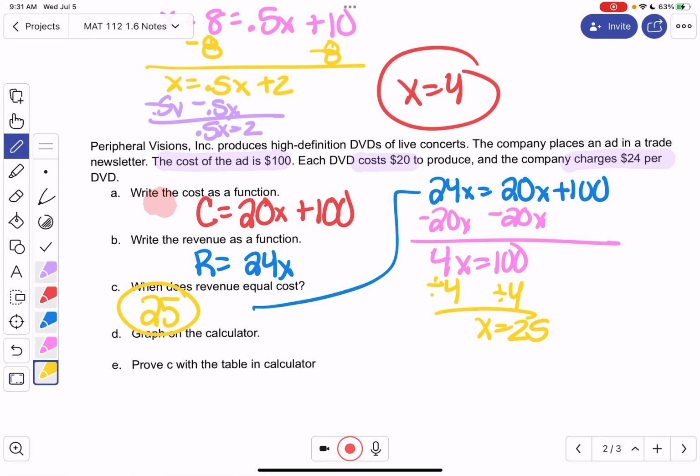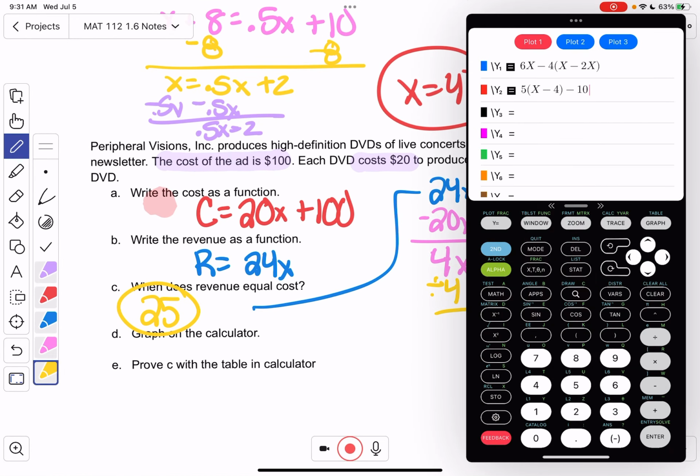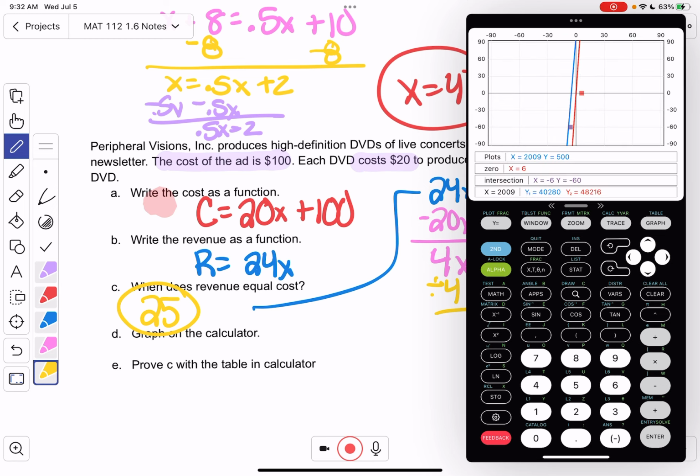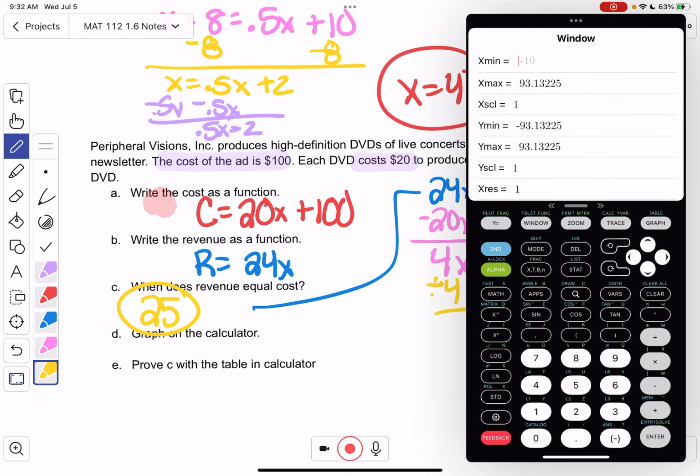Okay, graph in the calculator. So another way to find this is with our graphing. So we're going to put the cost in Y1, so 20x plus 100. The revenue in Y2. And then I'm going to hit graph. And we can't really see where that is, so I'm going to try setting a window. So X is our DVDs, so we know we can't sell 0. Let's say they sell 100. And this scale just tells us what we want it to count by, how often the tick marks are.